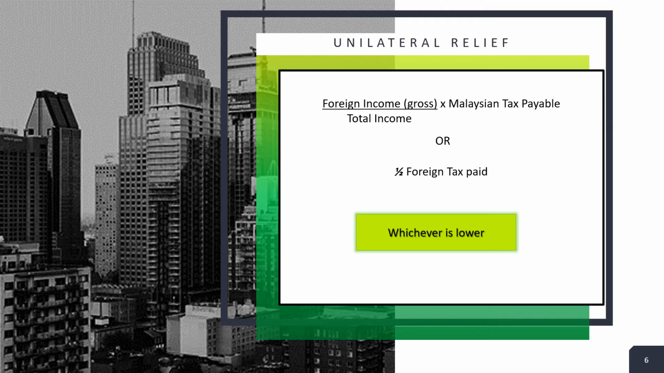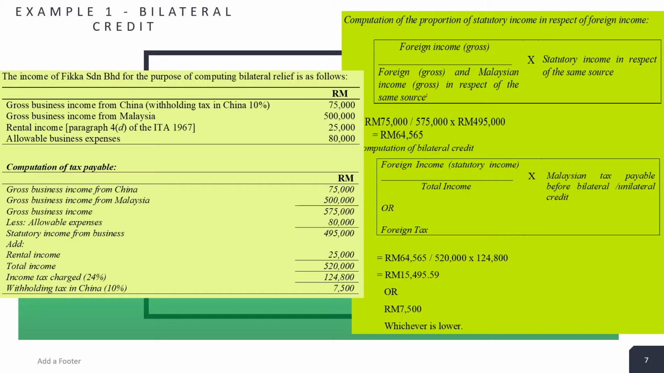Under unilateral relief, since the definition of foreign income is different, we just take the gross amount. We don't have to calculate the SI. And then we divide by total income and times Malaysian tax payable, so that we know the portion of Malaysian tax on that foreign income. Compare with foreign tax, but only half of it. Half of it only. So whichever is lower is the relief. Now let's see a full example.